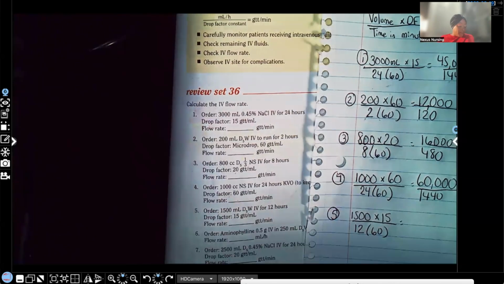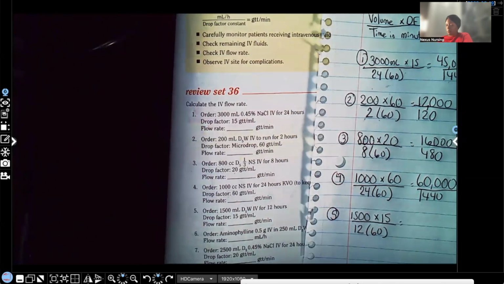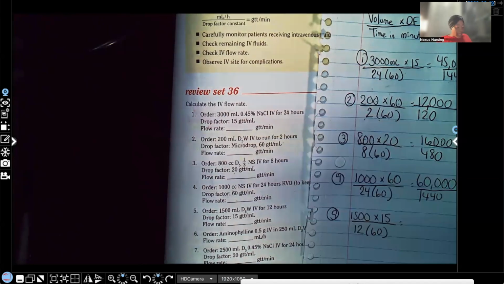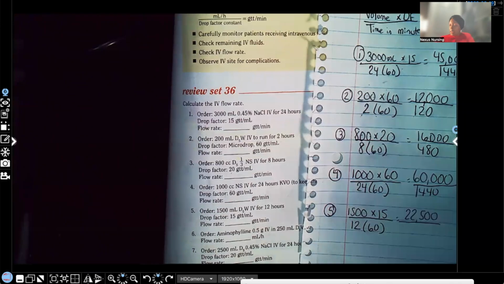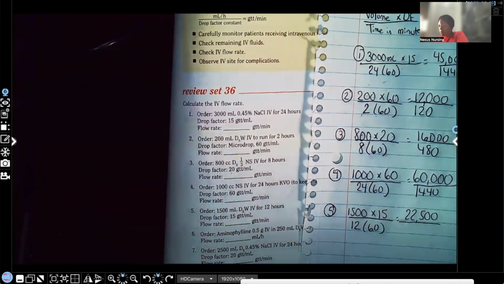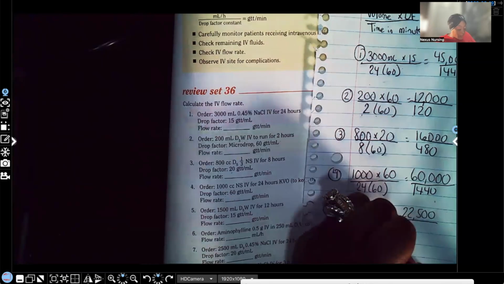So do your math, 1,500 times 15. And that gives you 22,500. All over 12 times 60. And that's 720. Now you need to do the math. How many times does 720 go into 22,500? So go ahead, plug it in. 22,500 divided by 720. And your answer is 31.25.